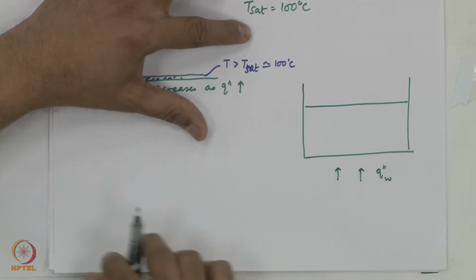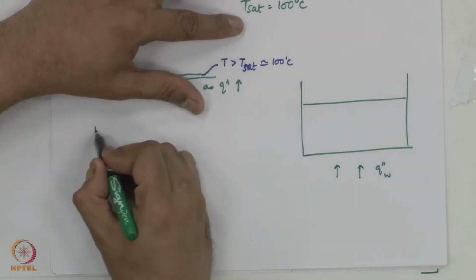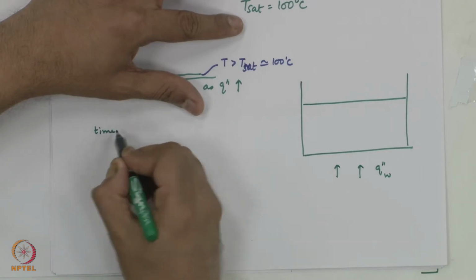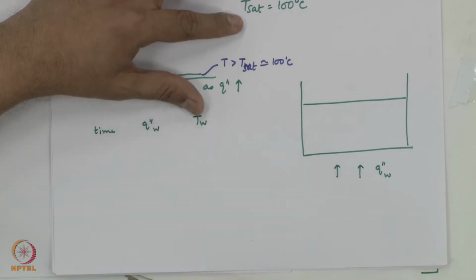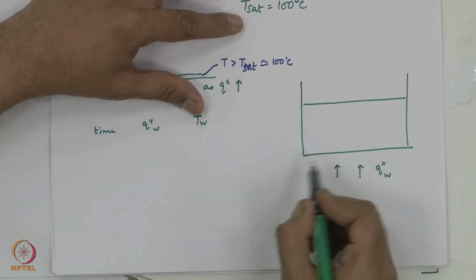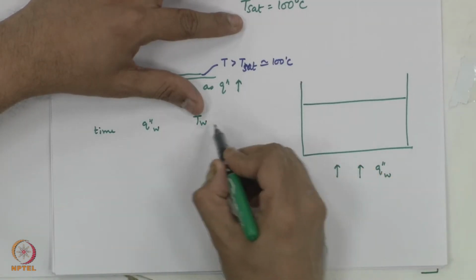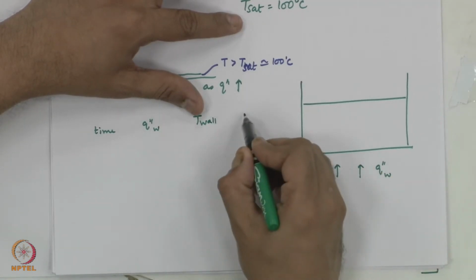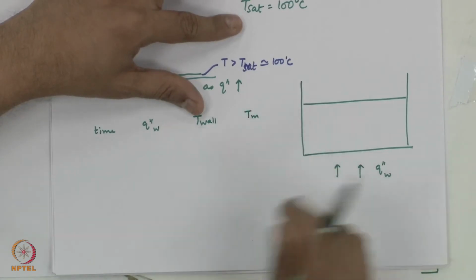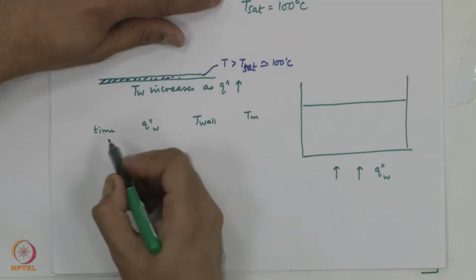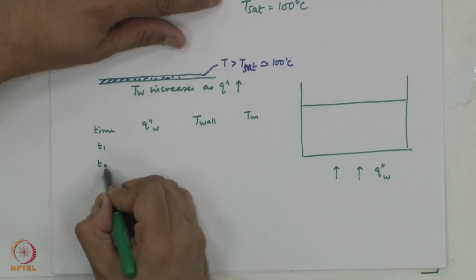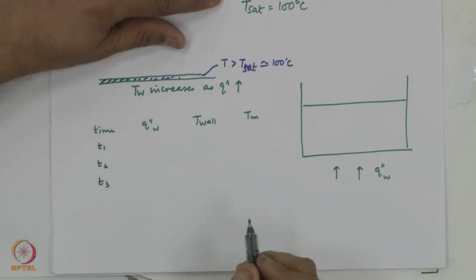and I have a control for wall heat flux, and for example I measure time here, heat flux here, and the wall temperature at this location, T wall, let me call it, and there could be a T bulk mean in the pool, which could be just like your mixing cup temperature. So, this is some T1, T2, T3, so on and so forth.